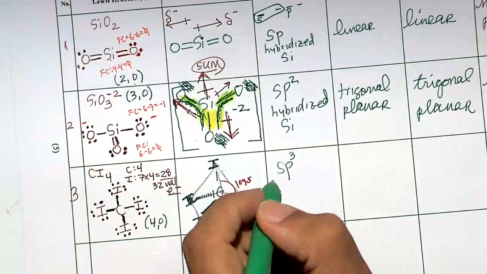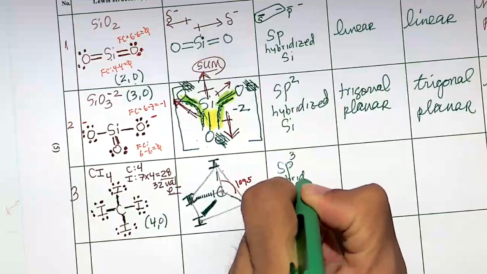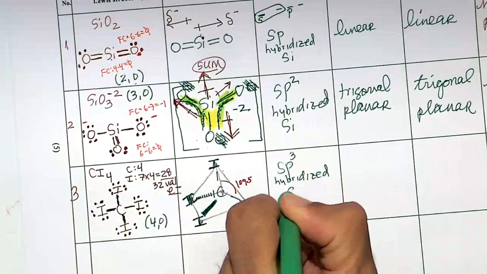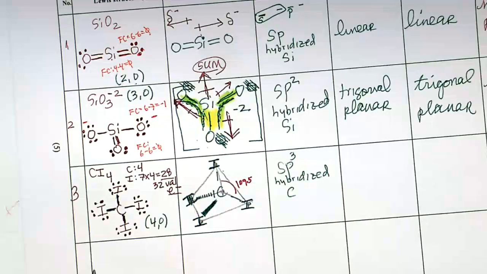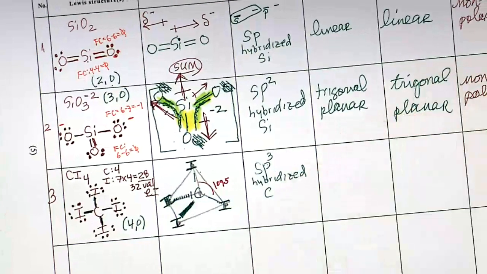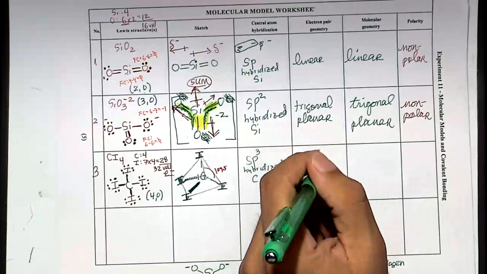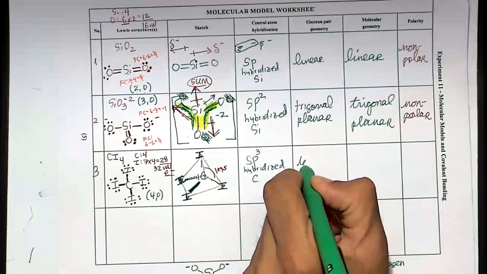All right, so this is an sp3 hybridized carbon. And what is the molecular geometry? The electron pair geometry and the molecular geometry are one and the same, and that's going to be tetrahedral, because there are no lone pairs.